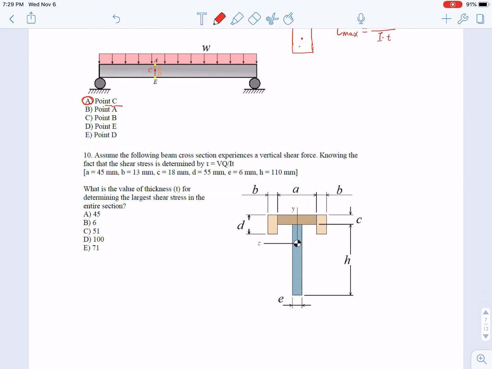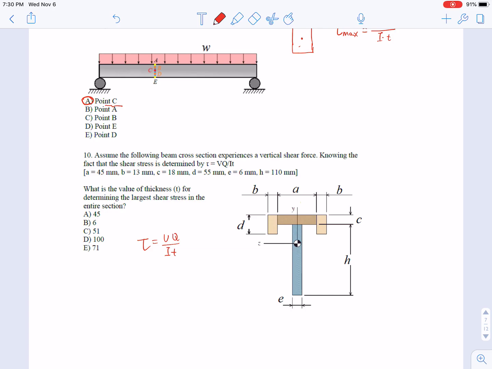And number 10. Assume the following beam cross-section experiences a vertical shear force, knowing that the shear stress is determined by tau equals VQ over It. Again, this is the same equation. What is the value of thickness t for determining the largest shear stress in this entire section? In this case, again, V is a constant, I is a constant. So where you have the largest Q and smallest t, you will have the largest shear stress, right?